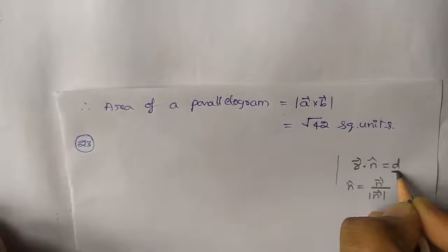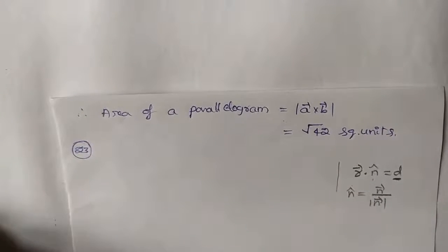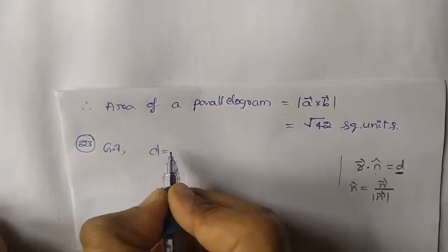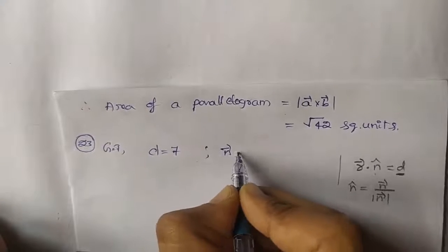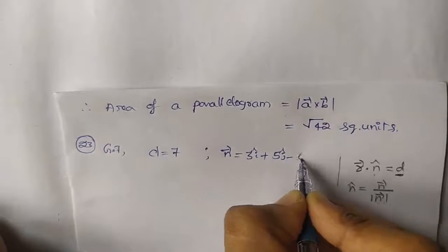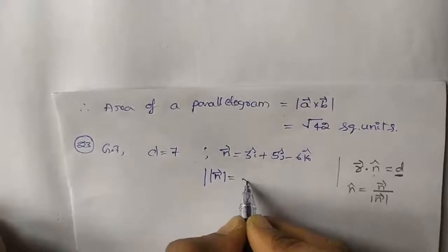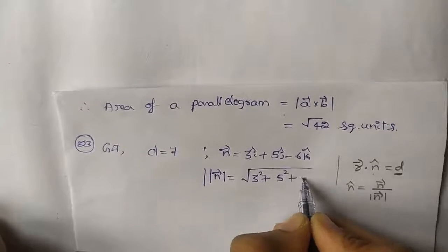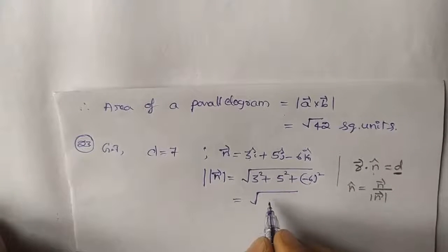Distance is given as 7 units. N cap is not given. We need to find the unit vector n cap. Write the given things. Given that distance d equals 7. Next, the normal vector n is given as 3i plus 5j minus 6k. Also find the magnitude of n vector. Magnitude of n vector equals the square root of 3 squared plus 5 squared plus minus 6 whole squared. That is equal to square root of 70.